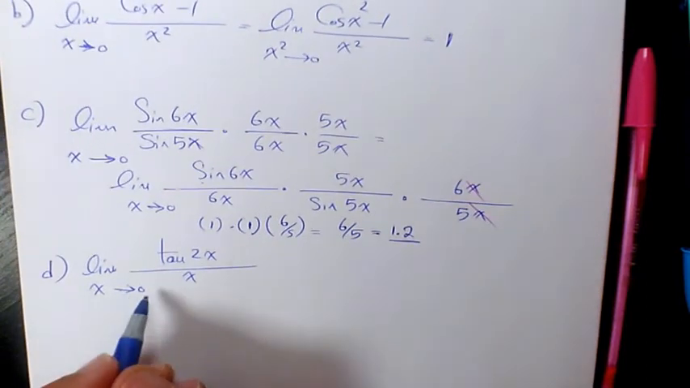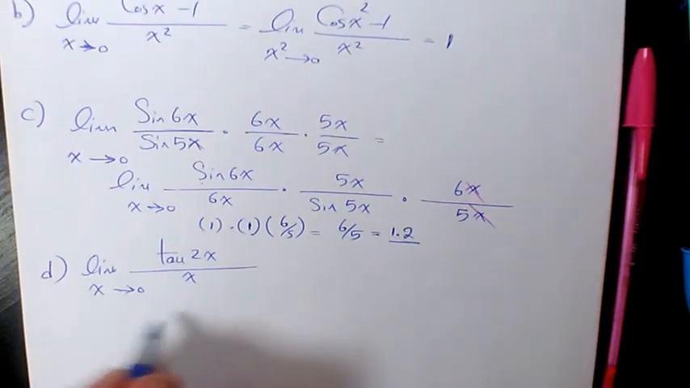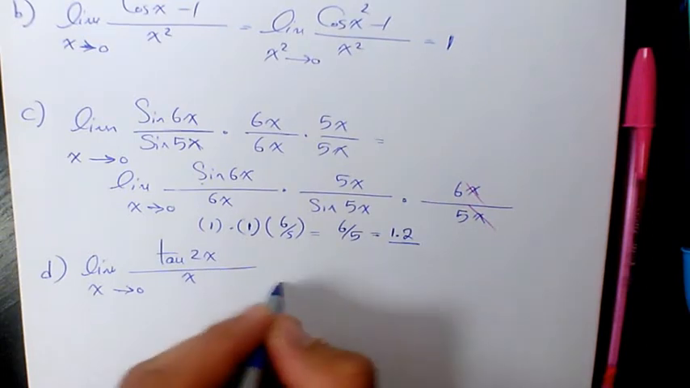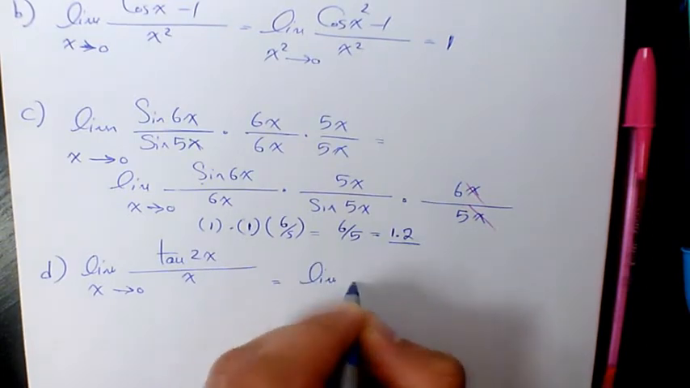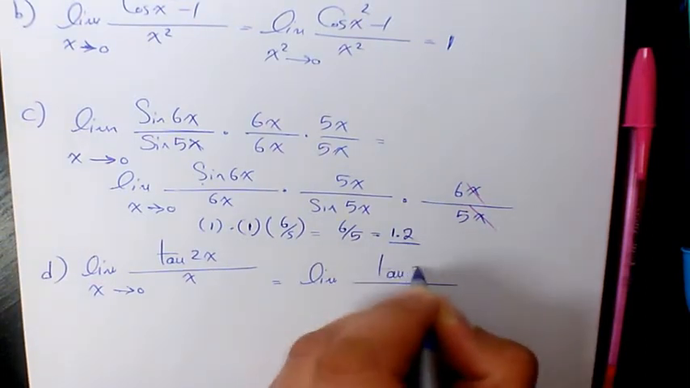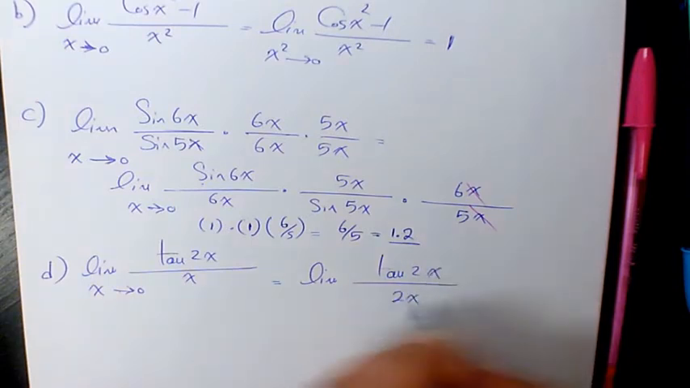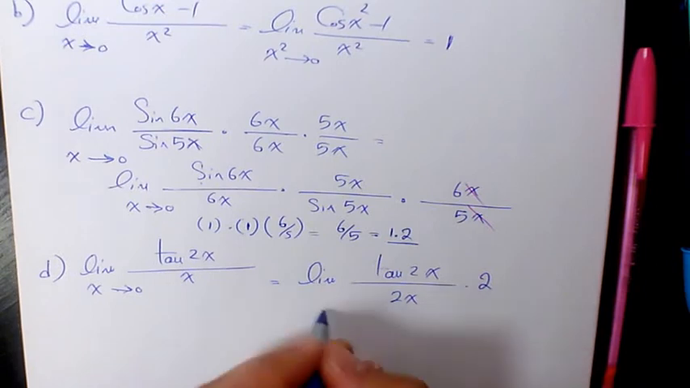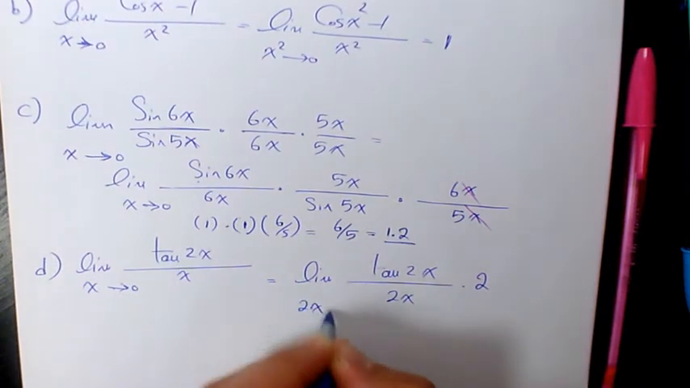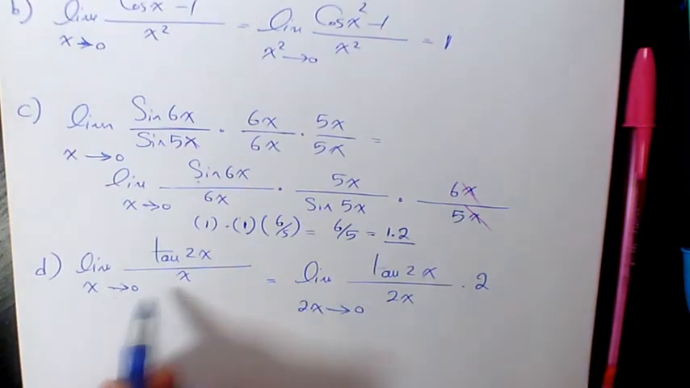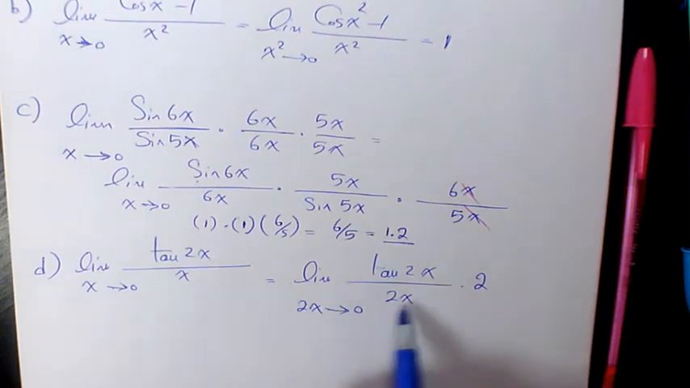Next one, the limit of tan 2x over x when x is approaching 0. So in this case, I'm going to have tan 2x divided by 2x and multiplied by 2. So basically multiply the numerator and denominator by 2 when 2x is approaching 0, because we know when x is approaching 0, 2x is approaching 0 as well.